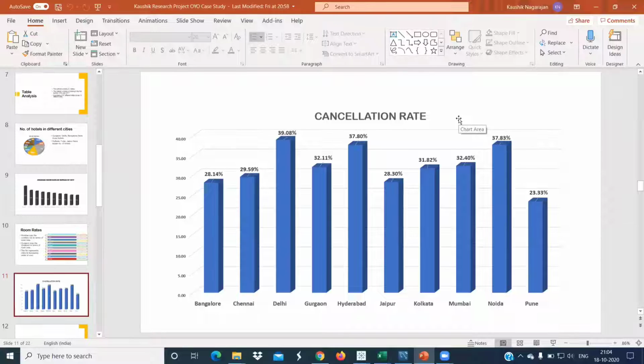Talking about cancellation rate. Cancellation rate is the number of bookings cancelled for a particular number of bookings. For example, if 100 people do a booking, out of which 23 cancel, then 23% is concluded as a cancellation rate. From the cancellation rate, it was observed that Delhi has the highest cancellation rate, while Pune has the lowest cancellation rate.